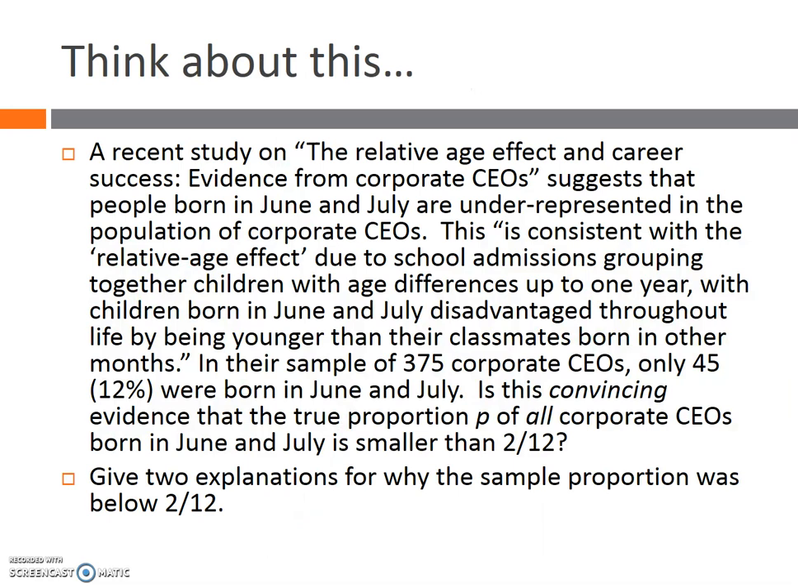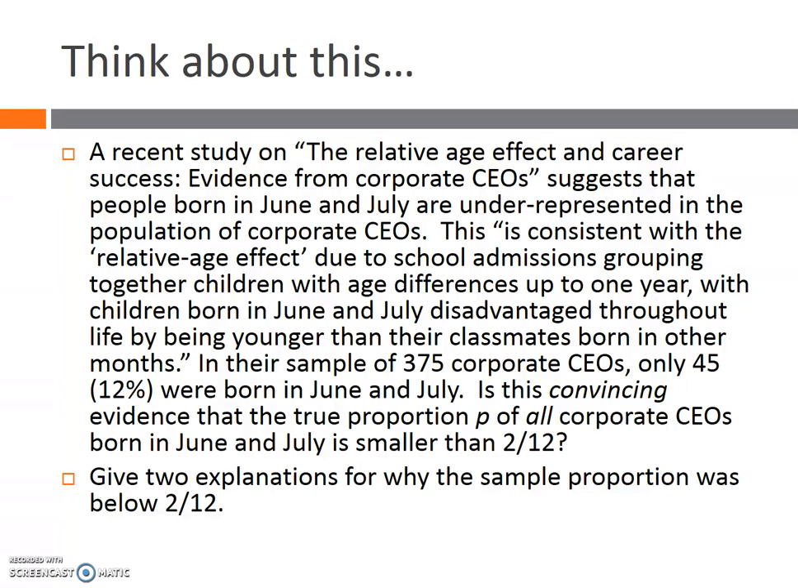So think about this. A recent study on the relative age effect and career success, with evidence from corporate CEOs, suggests that people born in June and July are underrepresented in the population of corporate CEOs. This is consistent with the relative age effect due to school admissions grouping together children with age differences up to 1 year, with children born in June and July disadvantaged throughout life by being younger than their classmates born in other months. I myself was born in July and was always one of the youngest ones in my class. I was only 17 when I graduated high school.